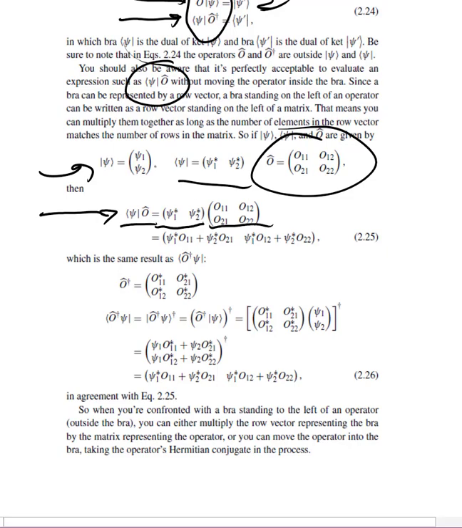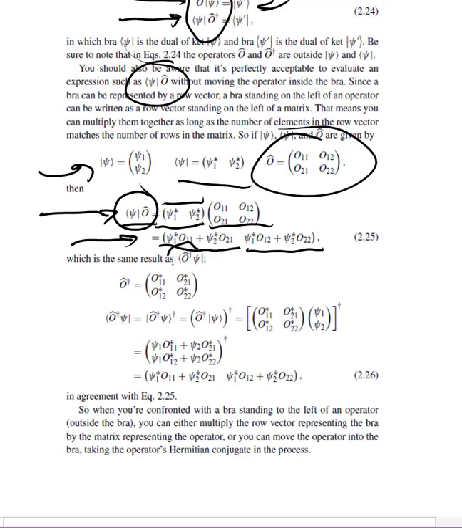So how do you do that kind of multiply? Just like you do matrix multiplication. Multiply these first by the first column, then by the second column, and you get a new row vector. Here's the first element, here's the second element. So we found out how O can operate to the left on a bra without moving inside the bra.